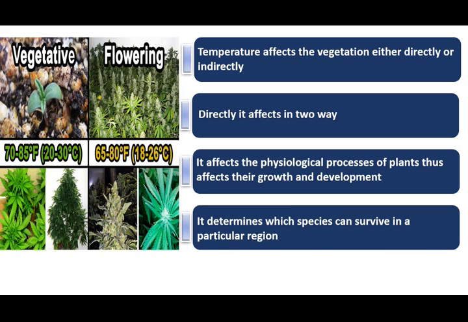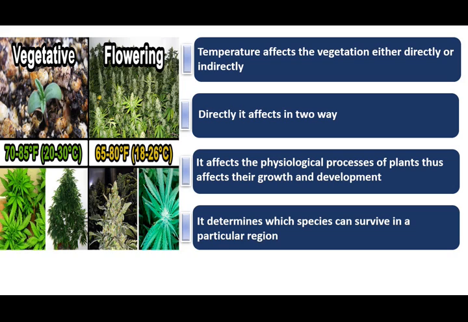It determines which species can survive in a particular region, because depending upon the intensity of the heat, the plants have modified themselves to suit that particular climatic condition. Thus, temperature influences which species can survive in a particular region.